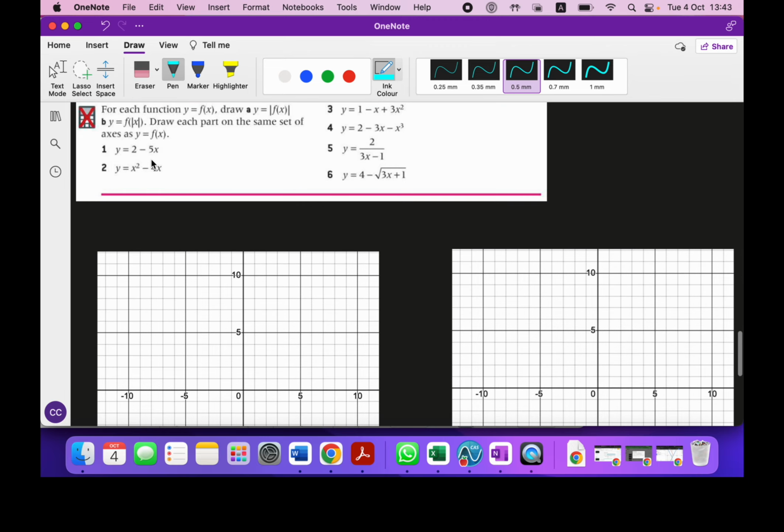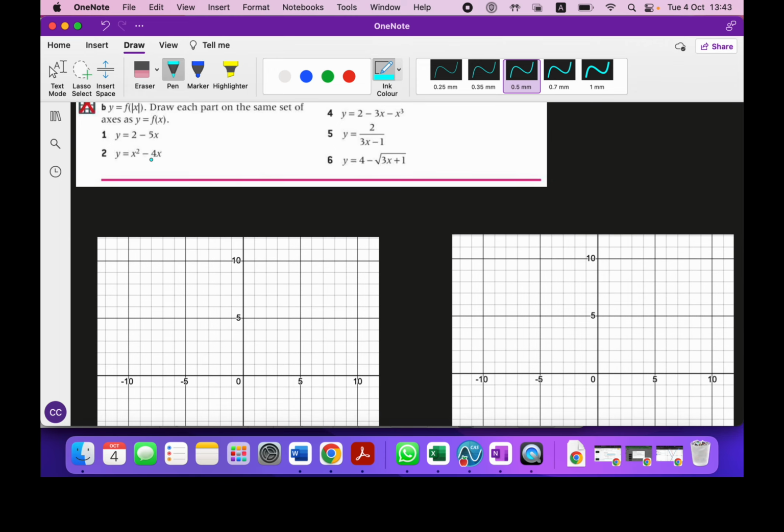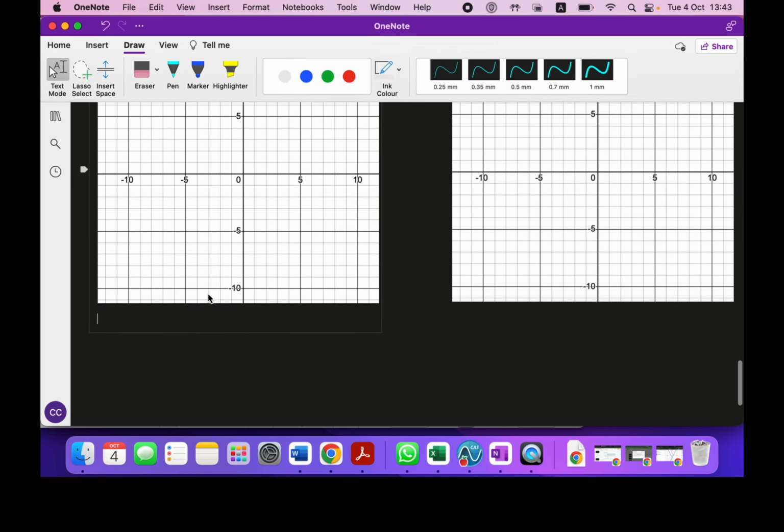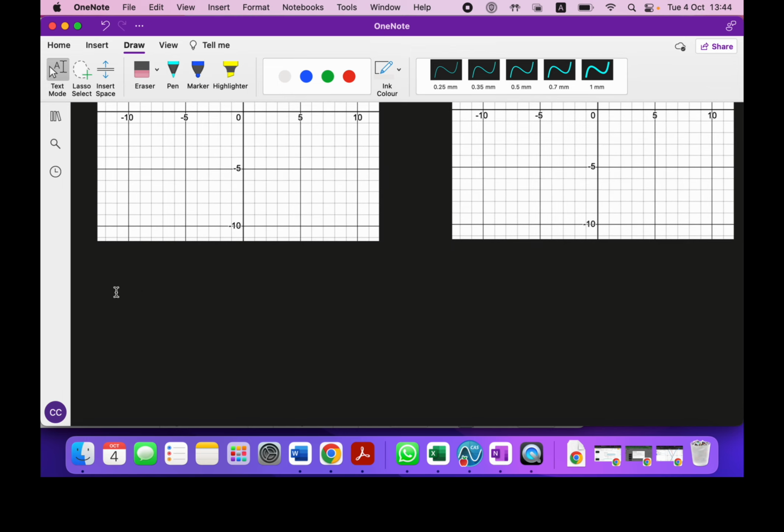Okay, so let's just think of what this is. First and foremost, I think one of the best ways of doing this is we have a rule. So f of x, if that's my original function, then the absolute value of that function.